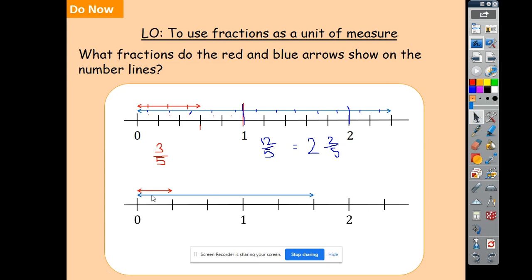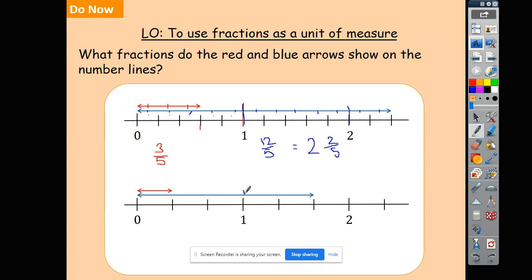So first of all, you should have had a go at the red one. So the first thing you would have needed to do was have a look to see how many parts the whole has been split into. So that's our whole one. It was split into 1, 2, 3 parts. So we know that our denominator was 3. How many parts did we have? 1. So we know to this point here is 1/3.